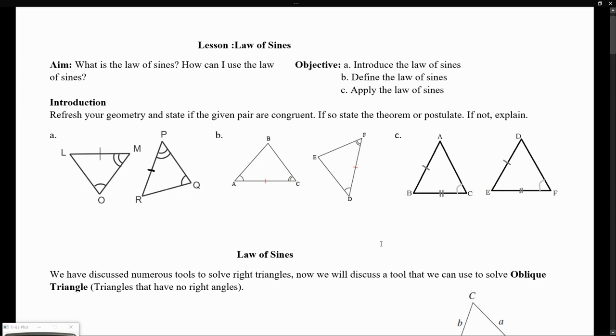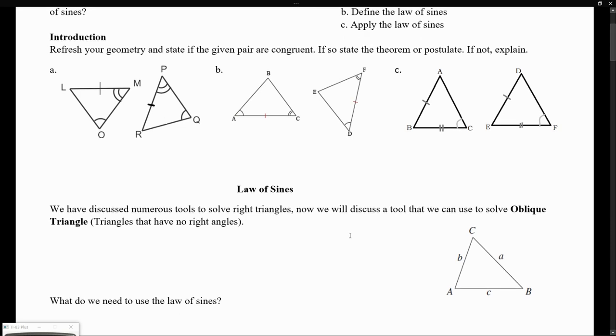Welcome. In this lesson, we'll be discussing the law of sines. So let's get started. Before we actually state the law of sines, let's refresh some concepts from geometry. In this question, we're asking, do we have enough information to show that the pair of triangles are congruent to each other? Well, let's take a look case by case.